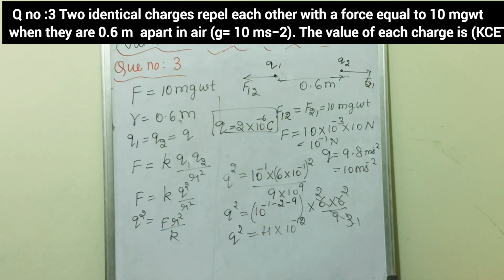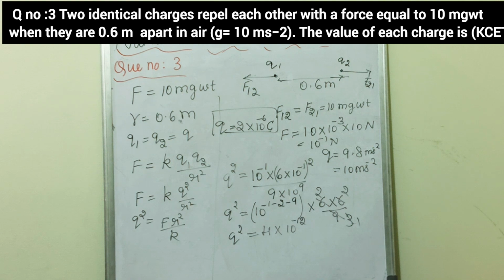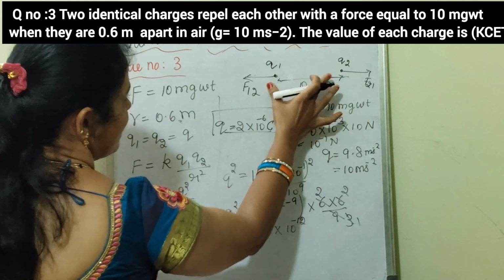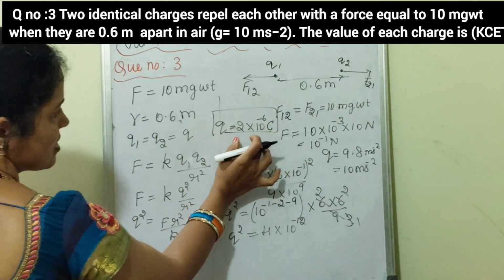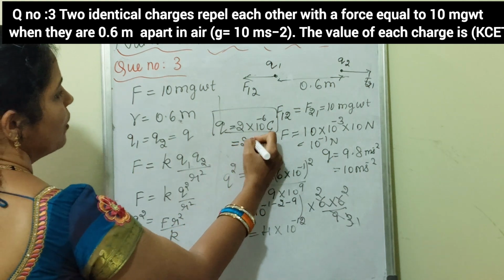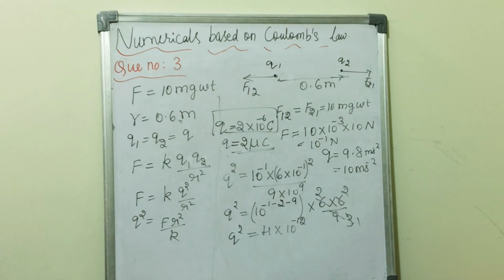This was asked in CET in 2007. In CET this question was asked. So you can expect this type of question in CET competitive exams as well as in board paper, right? The charge Q of both the spheres is the same, they are identical. So how much is it? 2 into 10 to the power minus 6 coulomb, which can be written as 2 microcoulomb. So these are the numericals based on Coulomb's law.